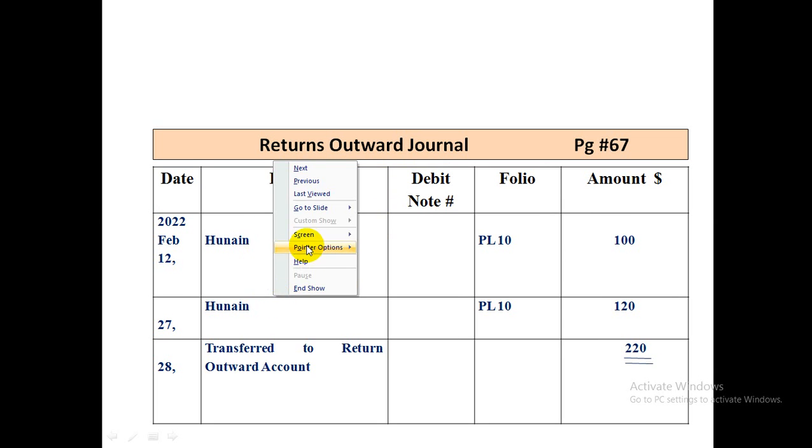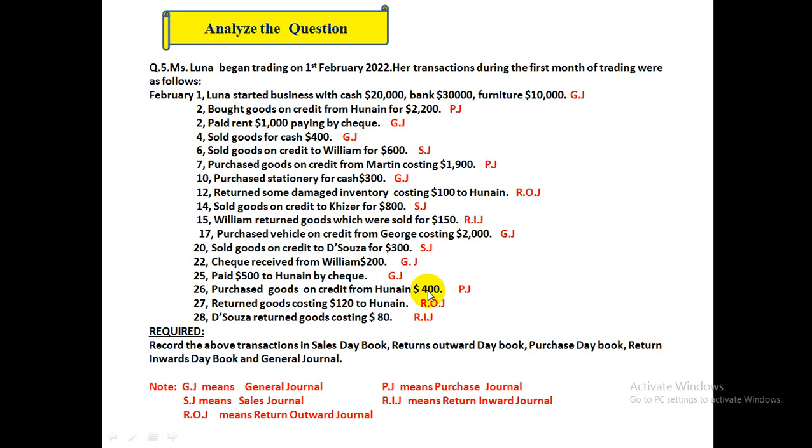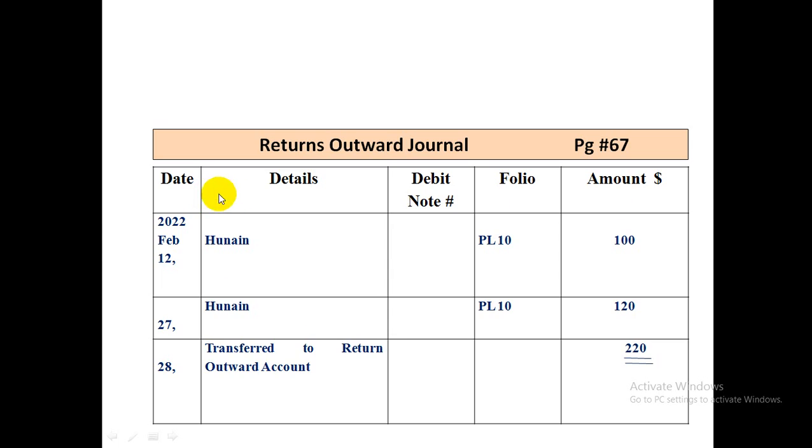Let's prepare the next one, return outward journal. In this journal, only those goods will come which we have returned to the supplier. This is ROJ, return outward journal, in which we are returning goods to the supplier. Both times we are returning goods to Hunain, our supplier, on 27th and on 12th. So two recordings, amounts are given. Let's write the total. Mention here that on the last day of the month, it is transferred to the return outward account.